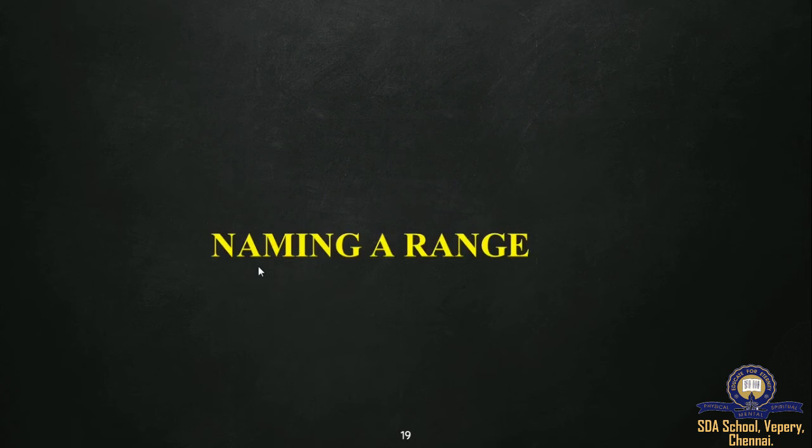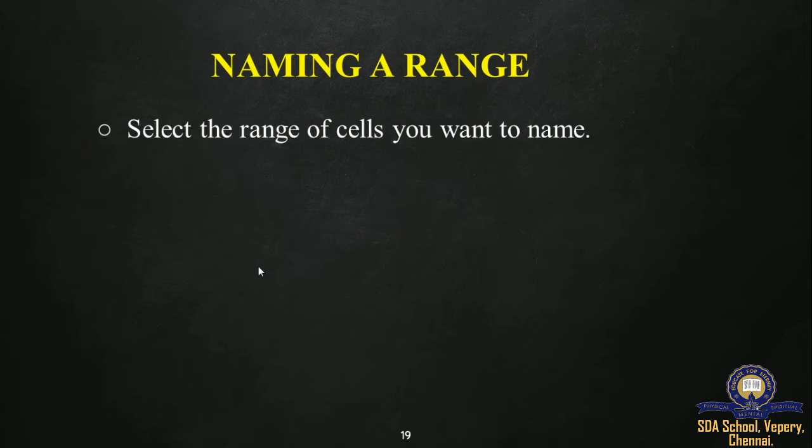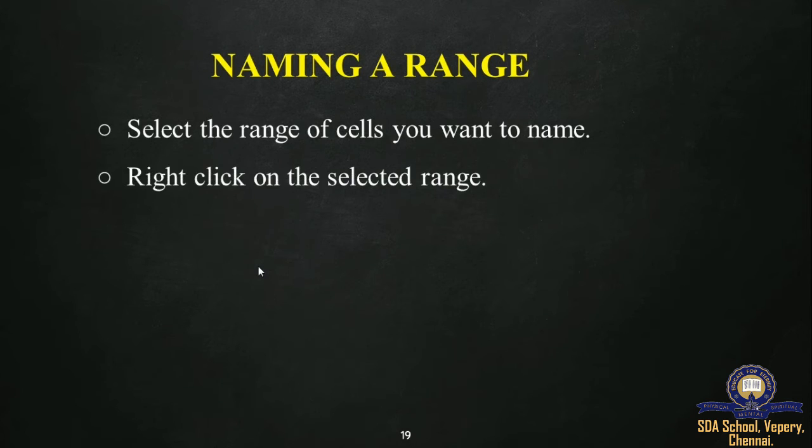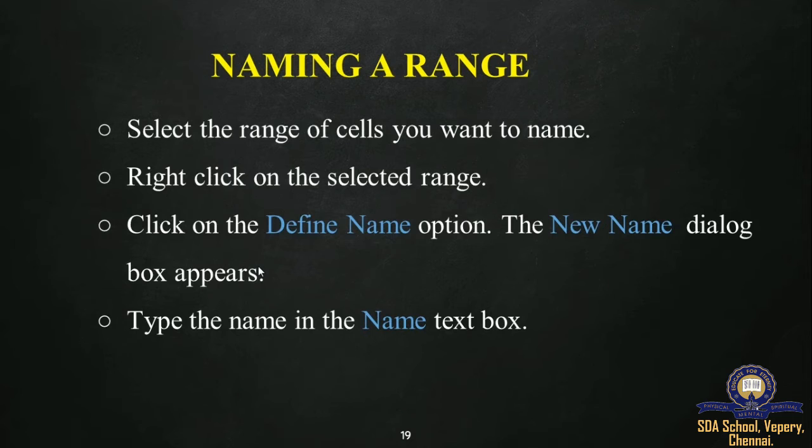The next topic is naming a range. A selected block you will name with a new name. You will keep a name for that. How to give a name for that? Select the range of cells you want to name. First you select a range of cells. Then you right click on that selected range. Once you right click, you will have a dialog box with the define name option. Once you click the define name option, a new name dialog box appears. Then you enter whatever name you want for the particular range.